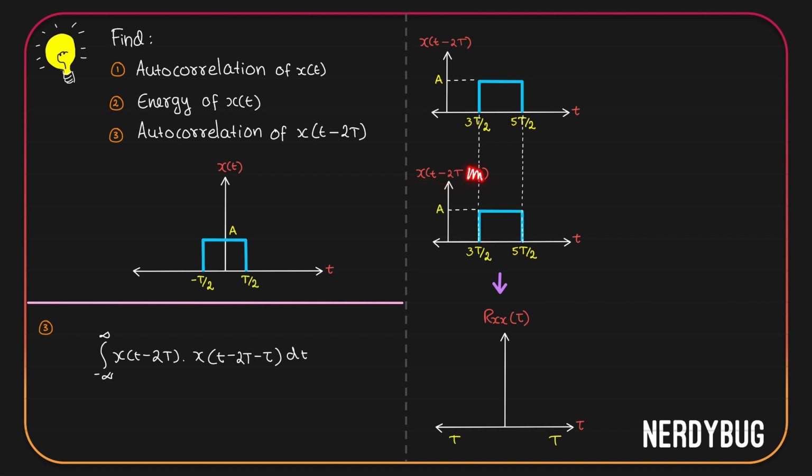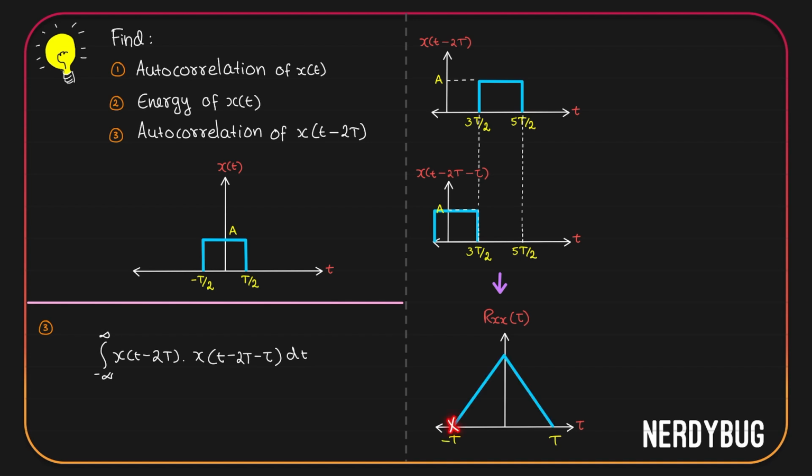When tau is equal to 0, this is exactly the same as x of t minus 2T and it will completely overlap. When tau is plus T, it will go out of the overlapping and we will get 0. When tau is minus T, again no overlapping, we will get 0. But between minus T and 0, it keeps increasing, gets maximum. From 0 to T, it decreases and becomes 0. So this is exactly the same as what we got earlier.